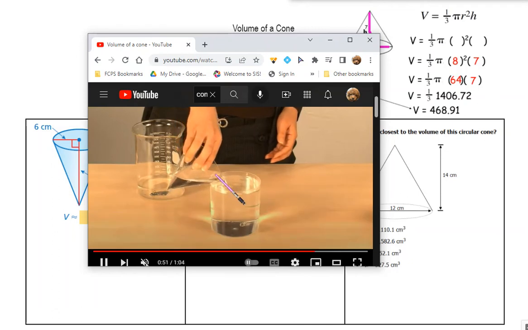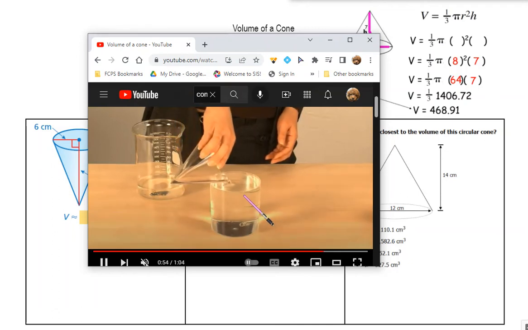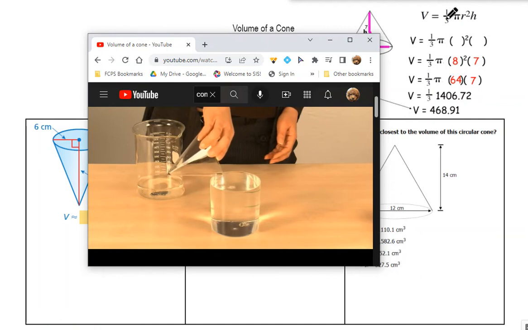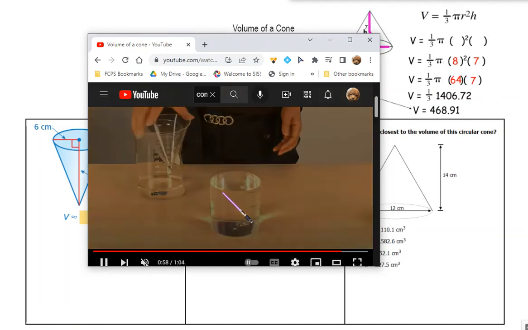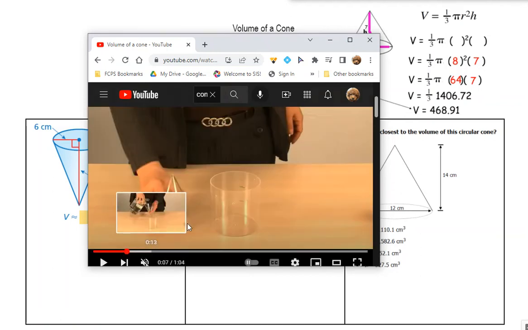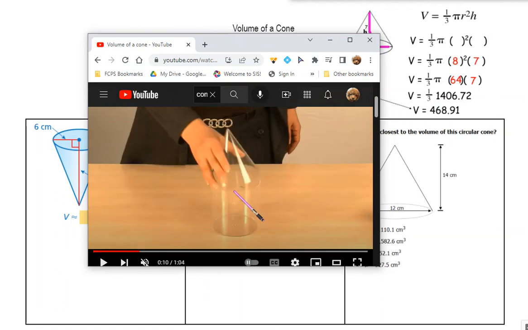So you can see it took 3 cones to fill up that cylinder, right? So just in case you're curious of why it's a 1/3, that's why it's a 1/3. Cones that have the same height like these do, and they have the same radius, the same circumference, the cone is 1/3 of the volume of a cylinder, all right?